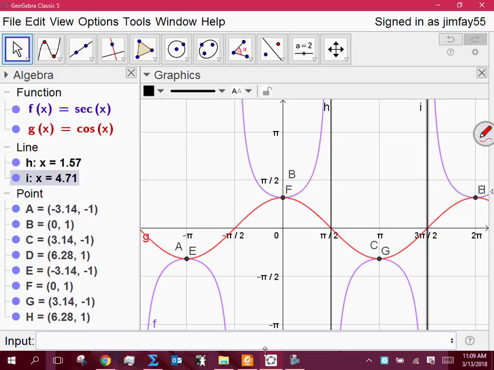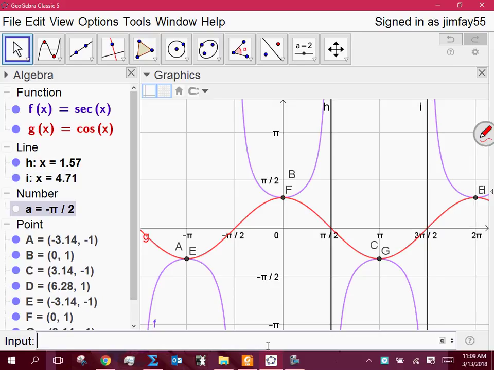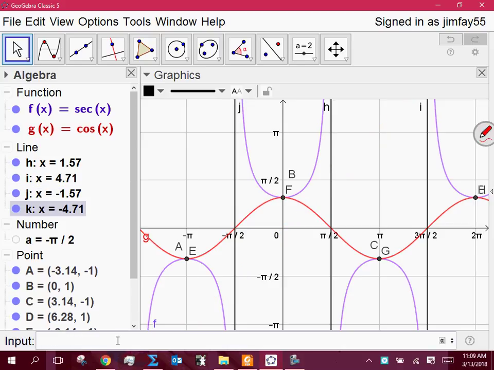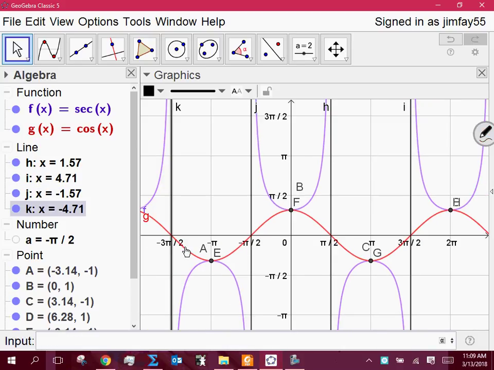We're going to get one at negative pi over 2. We'll put x equals a. We'll get one at negative 3 pi over 2, and those are all x-intercepts of the sine curve, right? What those asymptotes do is restrict your secant curve inside, and they act as any other vertical asymptote would. You cannot cross over them, right?